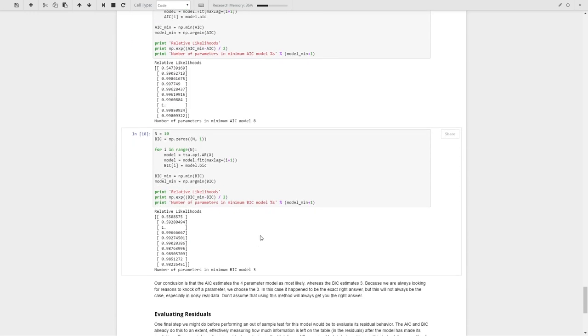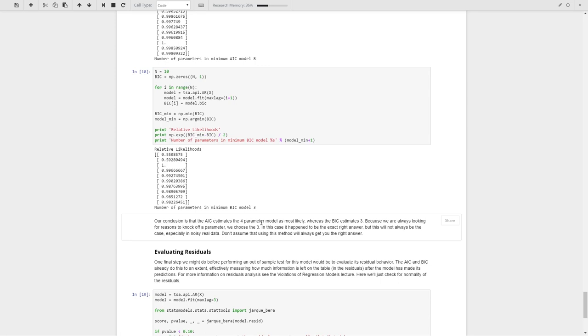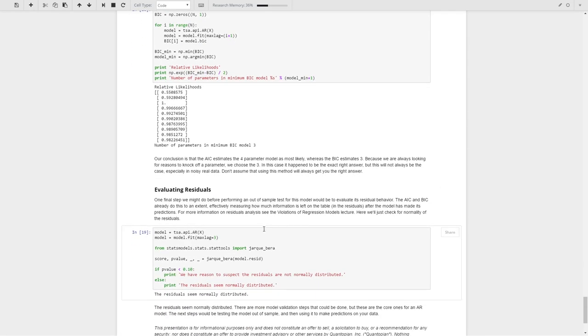But again, keep in mind that rather than trying a ton of different lags and seeing what works, because that can lead to overfitting, always try to let your understanding and knowledge of the system drive your construction of your models, if possible. So if you had some knowledge about how many lags you would have beforehand, then use that knowledge.